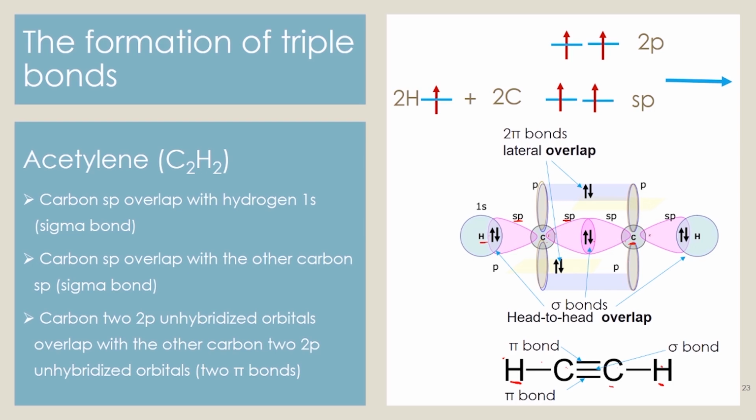carbon orbitals. Each carbon has 2 unhybridized 2p orbitals as well, that form 2 pi bonds by lateral overlap with the other carbon's unhybridized 2p orbitals. Notice the triple bond between the 2 carbon atoms. One is a sigma bond that forms due to the sp overlap between the 2 carbon atoms, and 2 pi bonds that form due to the lateral overlap of the 2 unhybridized orbitals.